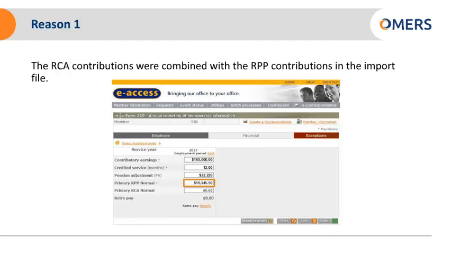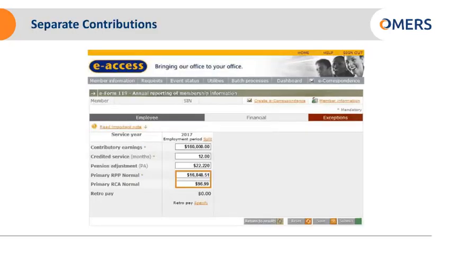In this example, the RCA contributions were combined with the RPP contributions in the import file. The solution for this is simple. You must split out the RPP and RCA calculations. These should be tracked and remitted separately throughout the year.